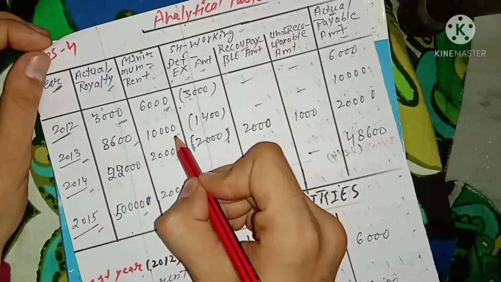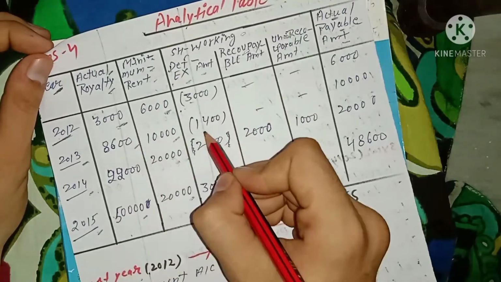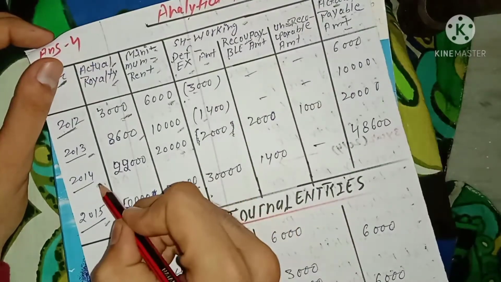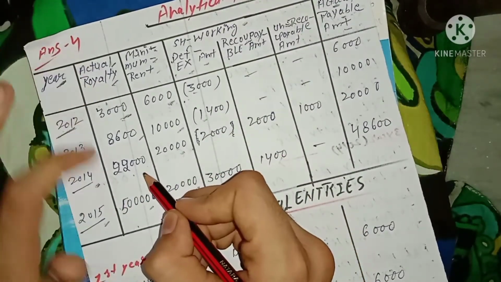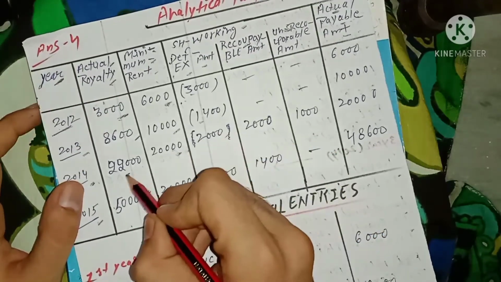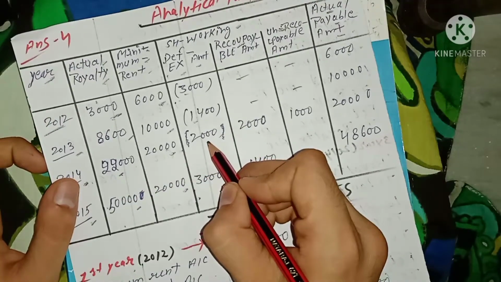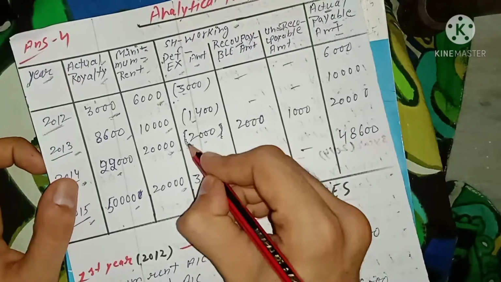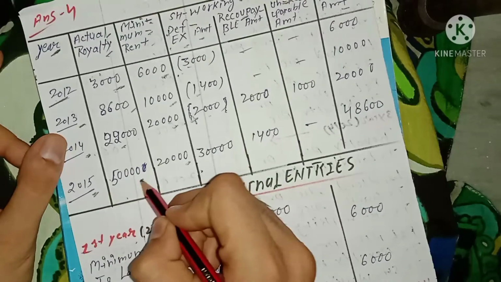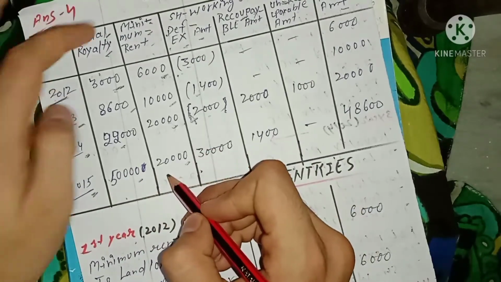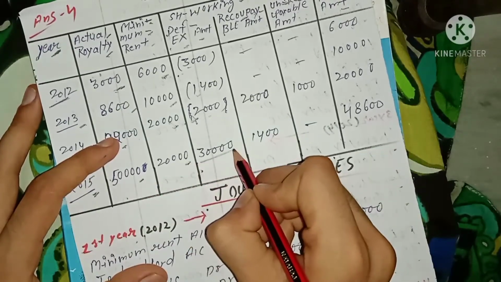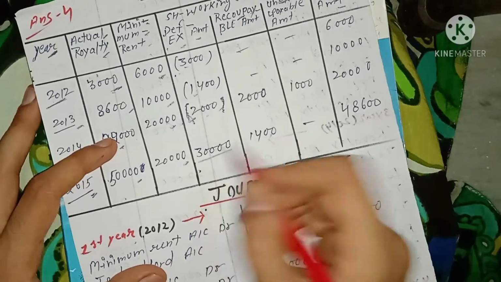In the next year, here you can see again minimum rent amount is greater than the actual royalty amount, and that would also be known as short working amount of rupees 1,400. In the year of 2014, as you can see here, actual royalty amount is higher than the minimum rent amount, which is 20,000. So it is higher by 2,000, which is a plus amount, and is also known as excess working amount. In the last year, 2015, here you can see 50,000 actual royalty amount, which is much greater than the minimum rent amount, and the difference between minimum rent and actual royalty is 30,000. So here you can see excess working amount of 30,000 rupees.